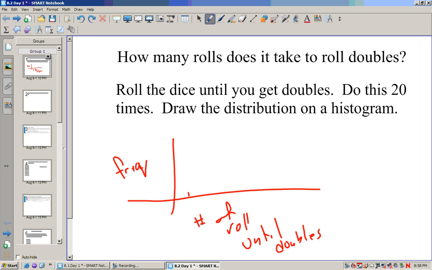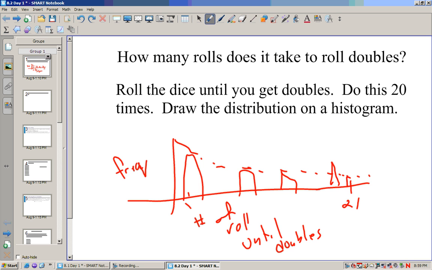Some people got it on their first time. Some people, it took 21 times in order to get it. So there was a pretty big range in what people got, but it generally had an overall pattern that looked like this. There were some in here, some were a little higher. Actually, 21 was pretty far out there, but it looked pretty checkered here, like that.